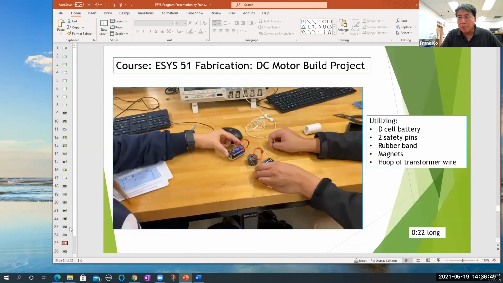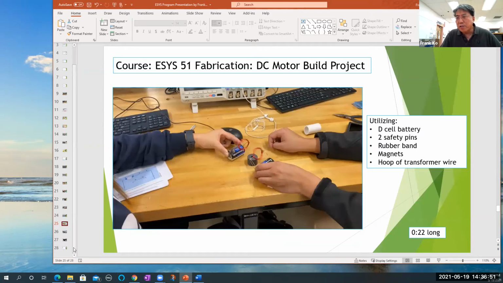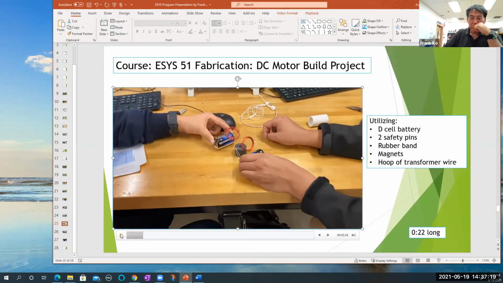Now, this is really, really fun. Students have to learn about electromagnetics. How does a motor really work? Well, this is one aspect where they're actually building a motor. The motor consists of a battery, rubber bands, 2 safety pins, and a coil of wire. With a standard D-cell battery, 1 rubber band, 2 safety pins, and a coil of wire, they're able to make the thing work. Good. Look at that.